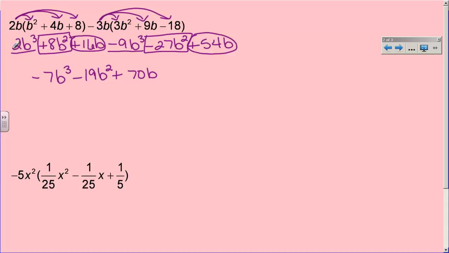I distributed first and got this really long expression, and then I had like terms, so I put all the like terms together, and this is my final simplified expression. If you stop right here, you have not simplified all the way, and you're going to lose points for that.